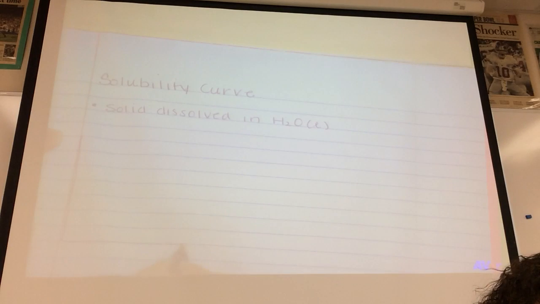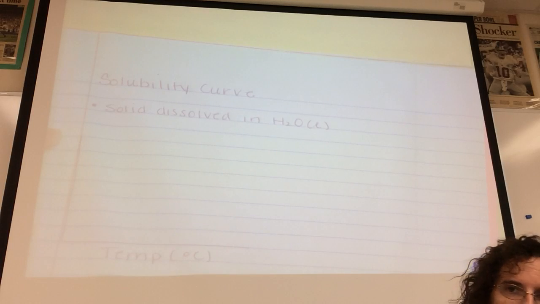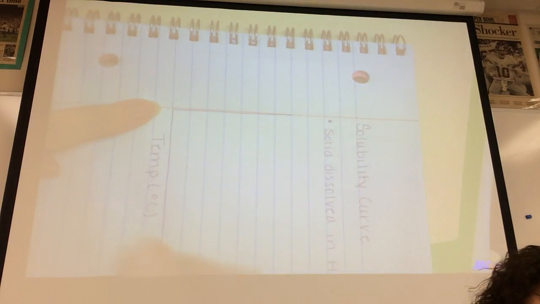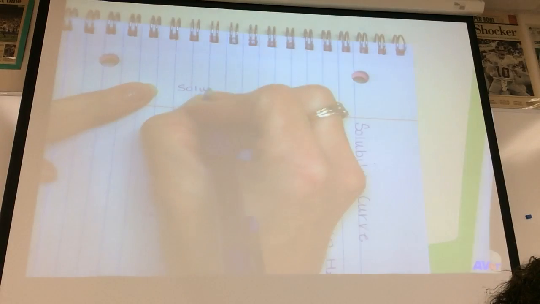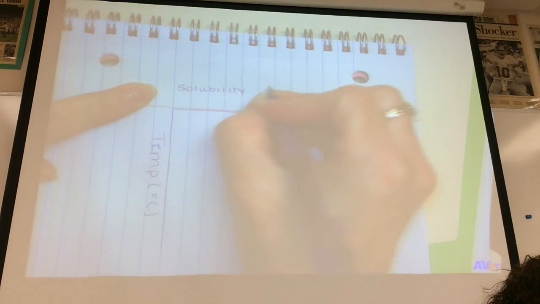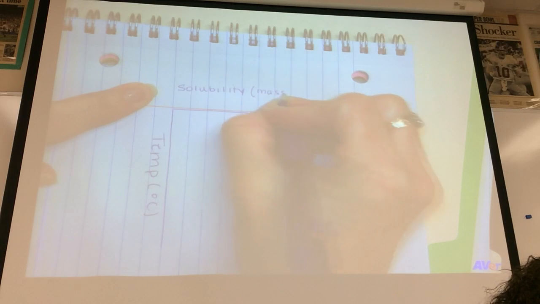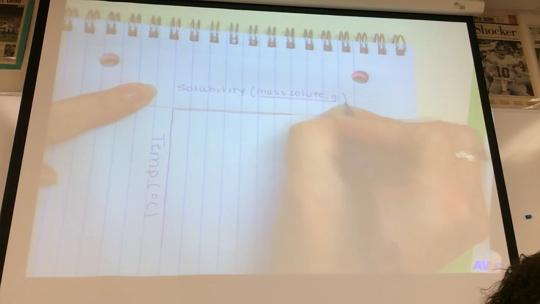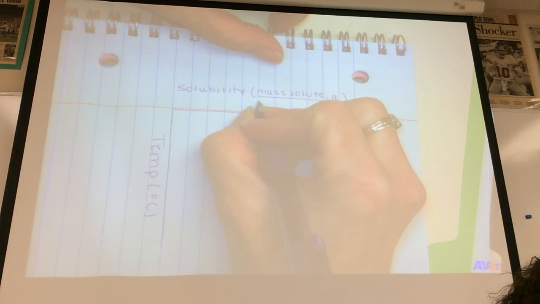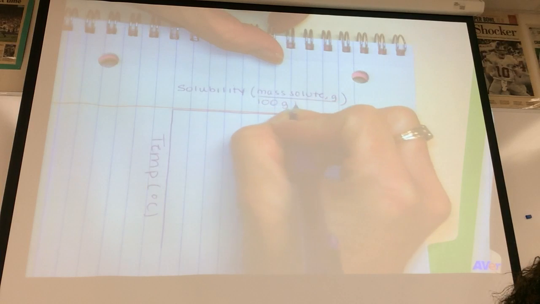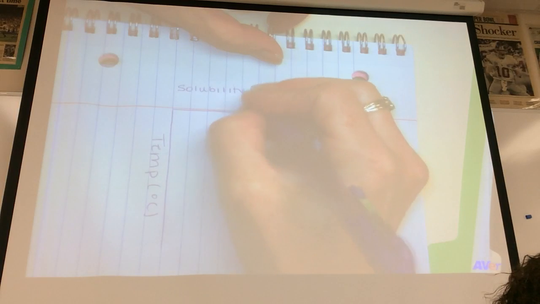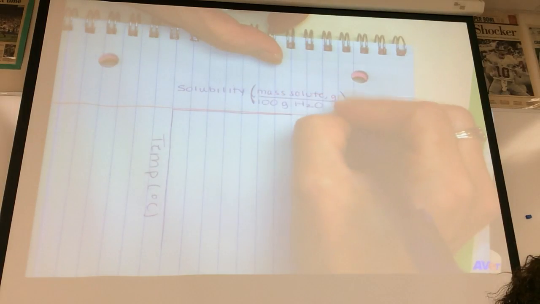I'm going to plot temperature in degrees Celsius on the X, and on the Y-axis I'm going to plot solubility, that is the mass of solute in grams over 100 grams of water, that is the mass of the solvent in grams. In 100 grams, actually.